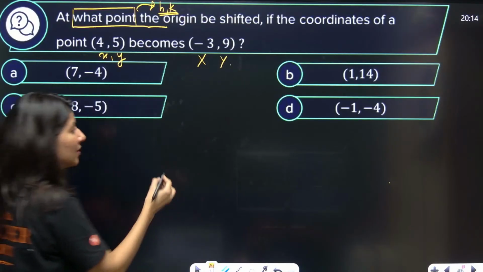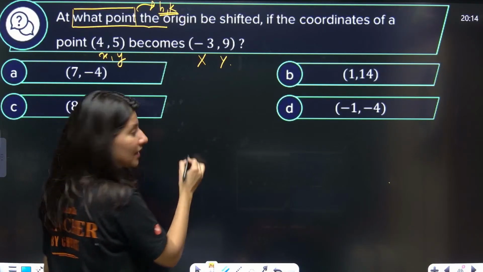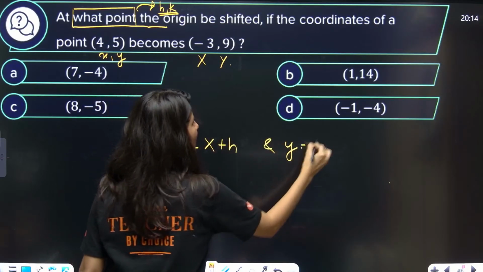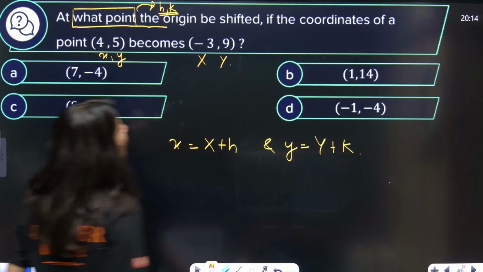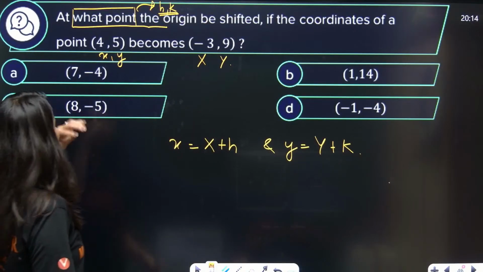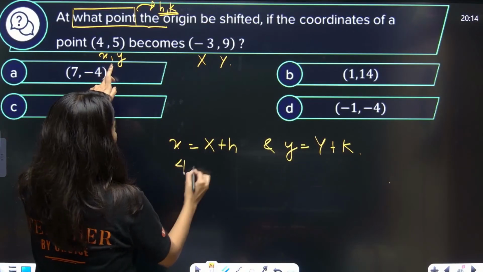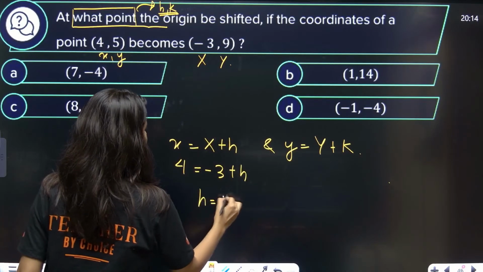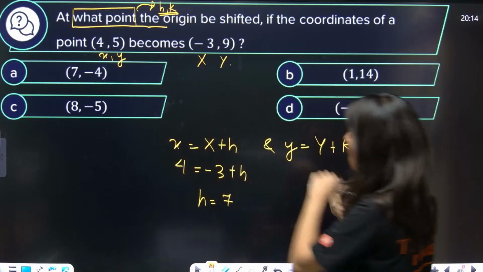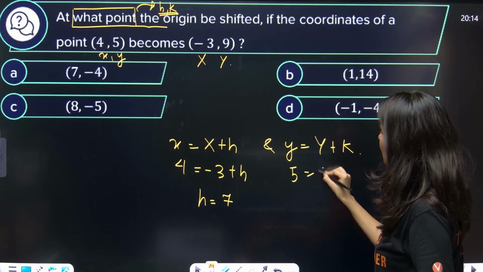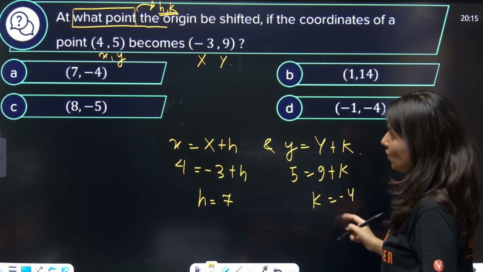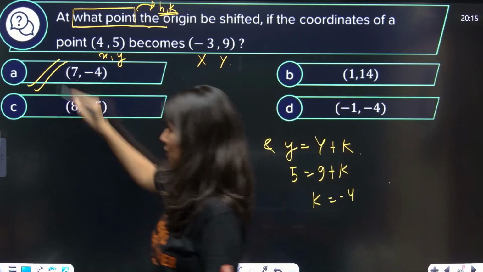Now you remember the formula? The formula is nothing but x is equal to capital X plus h, y is equal to capital Y plus k. So now small x, 4, is equal to minus 3 plus h. H is 7. Similarly, small y, 5, is equal to 9 plus k. So k is going to be minus 4. 7 comma minus 4. Option A.